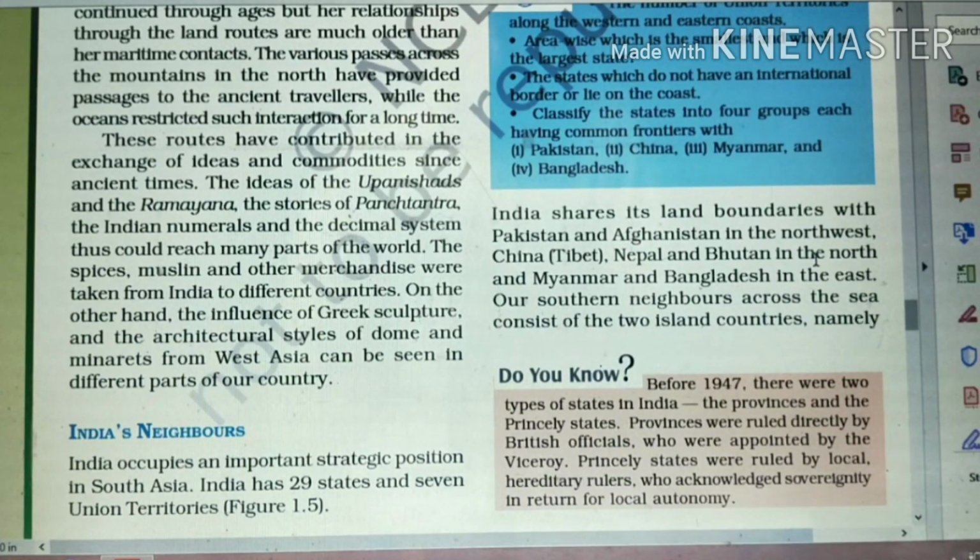India shares its boundary with Pakistan and Afghanistan in the northwest, and China, Nepal and Bhutan in the north, Myanmar and Bangladesh in the east. In the south, there are two islands, namely Sri Lanka and Maldives.